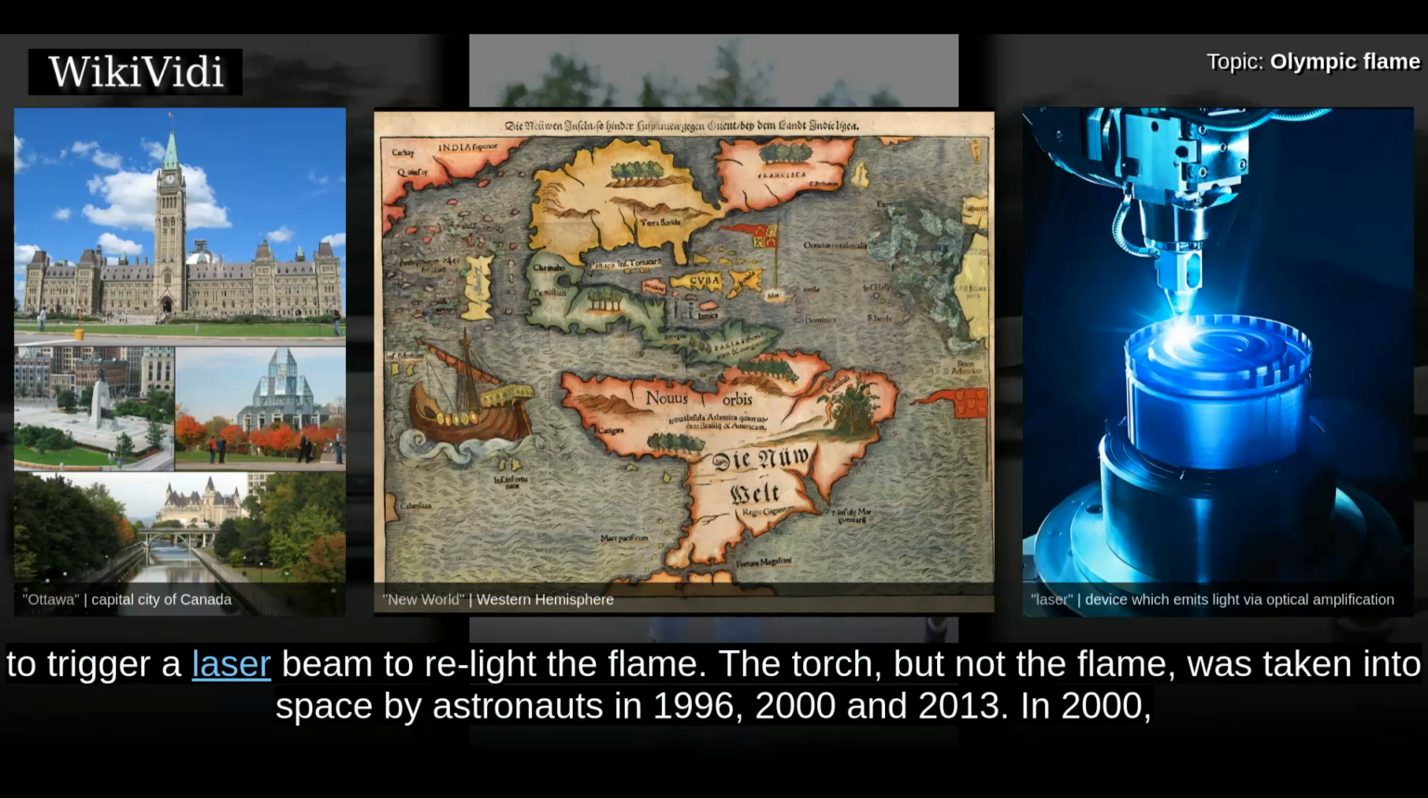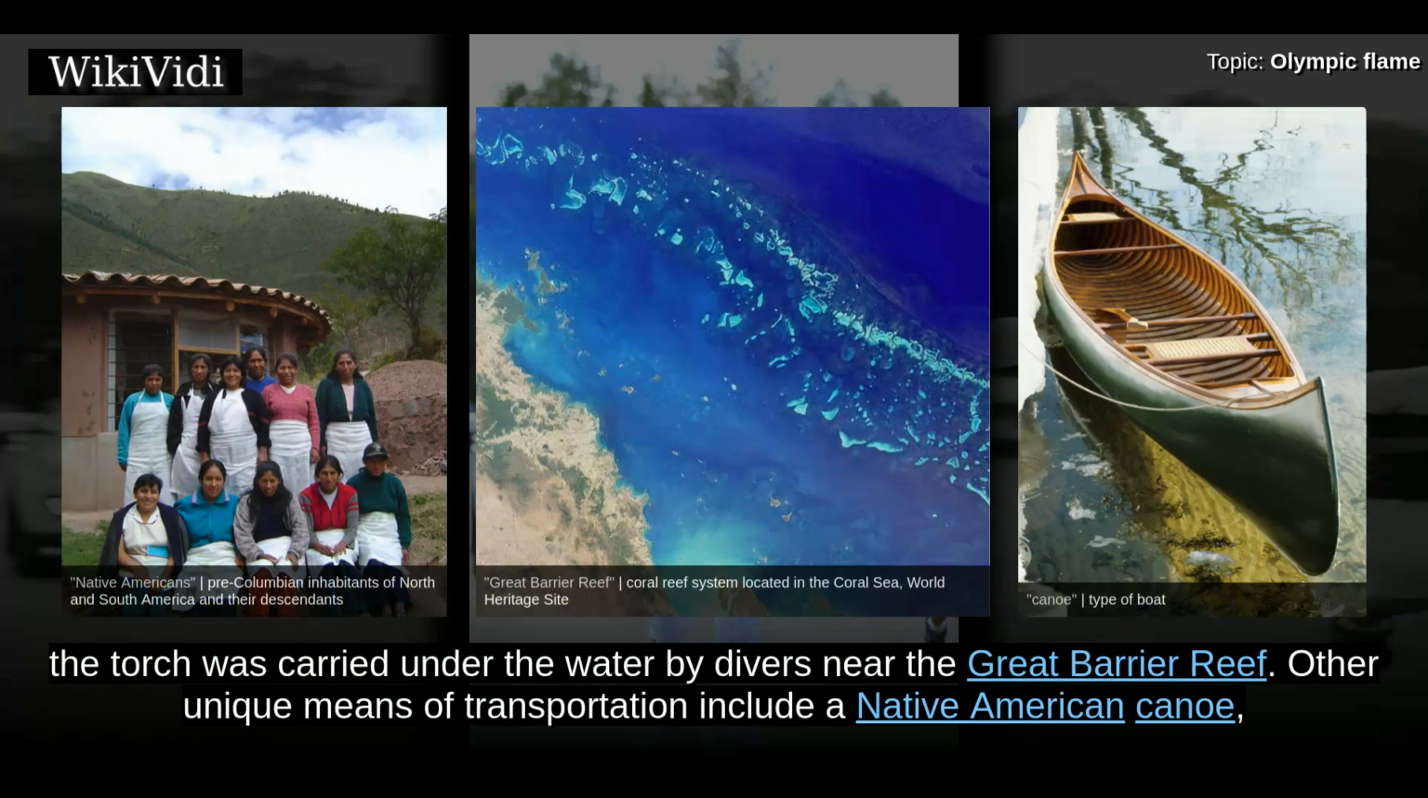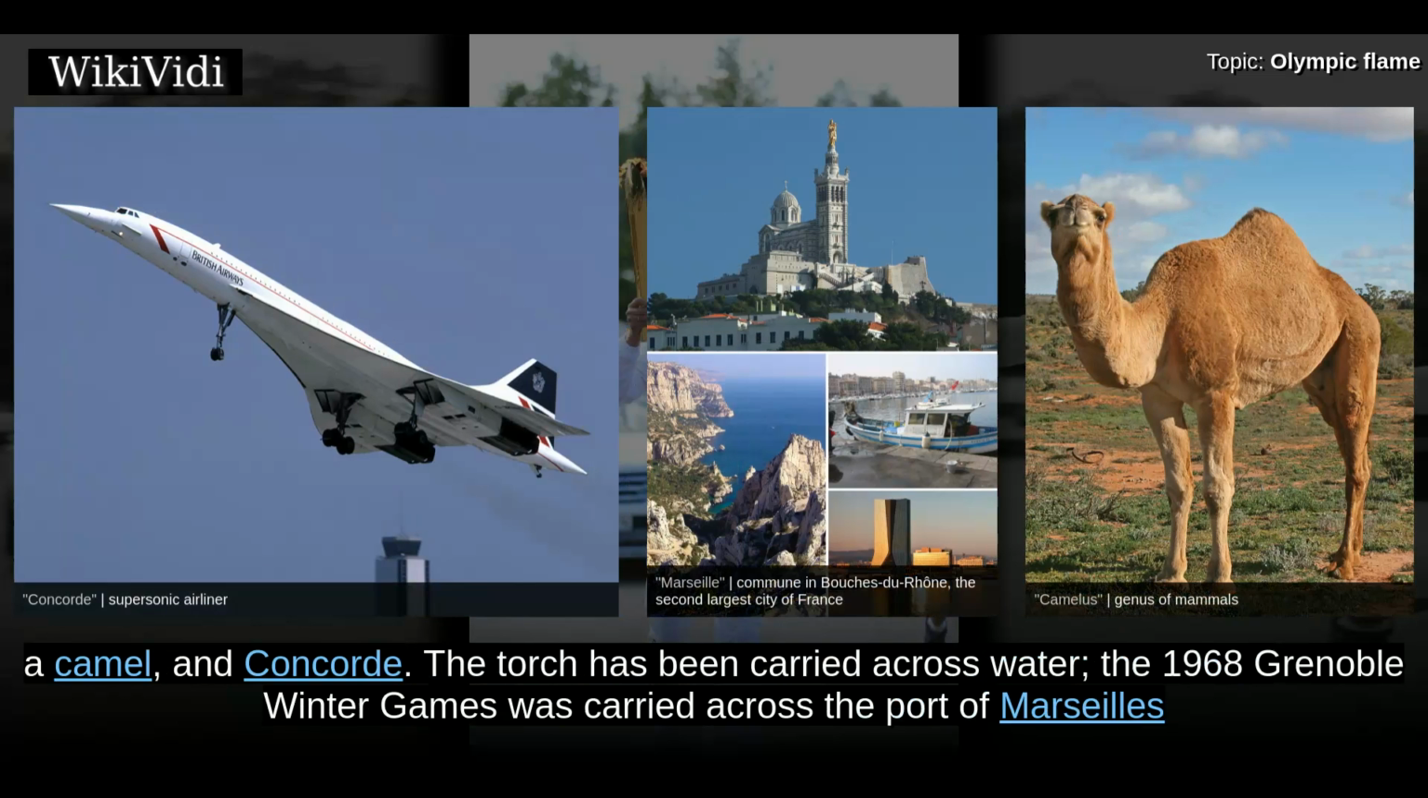In 2000, the torch was carried under the water by divers near the Great Barrier Reef. Other unique means of transportation include a Native American canoe, a camel, and Concorde. The torch has been carried across water.